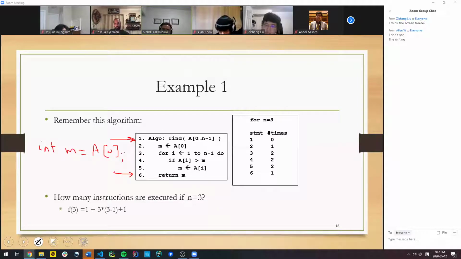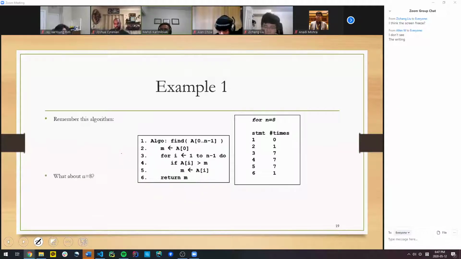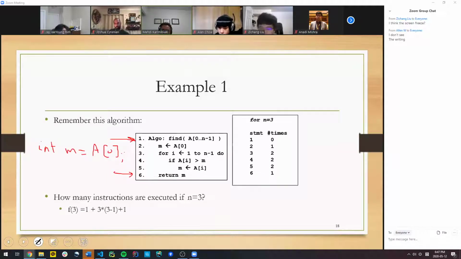So if we sum all of these up, we're going to end up with 1 plus 3 times 3 minus 1, where 3 was the number of inputs, so that's 6, plus 1 plus 1. So for f3 we have 8. The execution time is 8. So let's say each line takes 1 second. This is going to take 8 seconds to finish execution here.